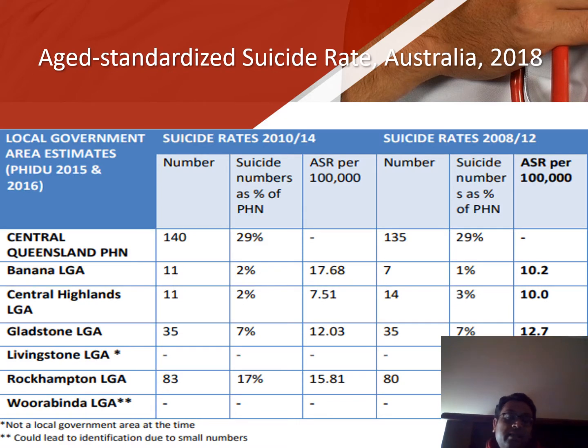You can clearly see this is a very good table that I received. It's about suicide. It discusses the suicide rate from 2010 to 2014 and the suicide rate from 2008 to 2012. You can clearly see the Central Highlands has a rate of 11. That comes third in the row after Rockhampton and Gladstone, which is in line with population: Rockhampton has the highest population, Gladstone is second, and Central Highlands is third.